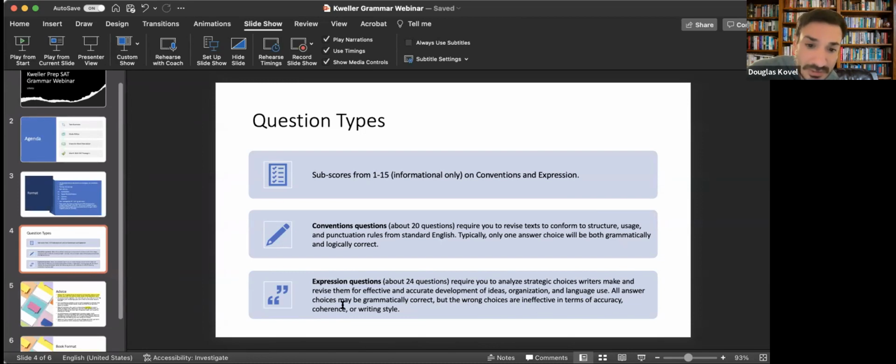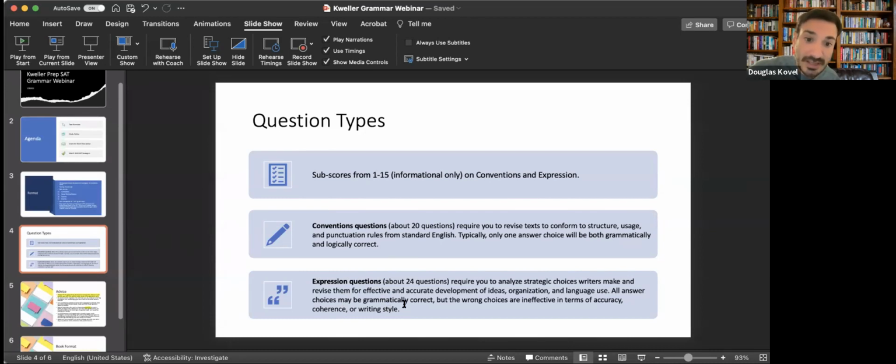In terms of coherence, a possible error might be that they include a random detail that's true and grammatically correct, but it's just not really relevant to what the author's talking about. So you're better off deleting it or replacing it with a more relevant one. And as far as writing style errors, you might see errors of wordiness, or being too informal or casual in your language when you're supposed to be more formal or proper. So these are the errors that are tested on these questions.